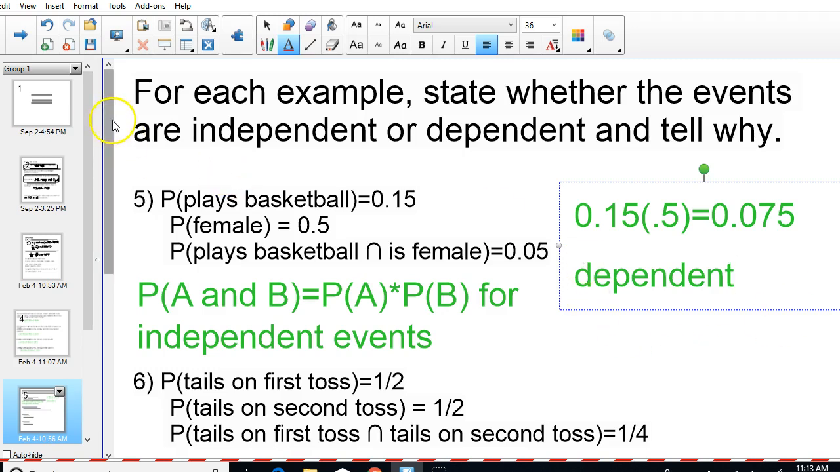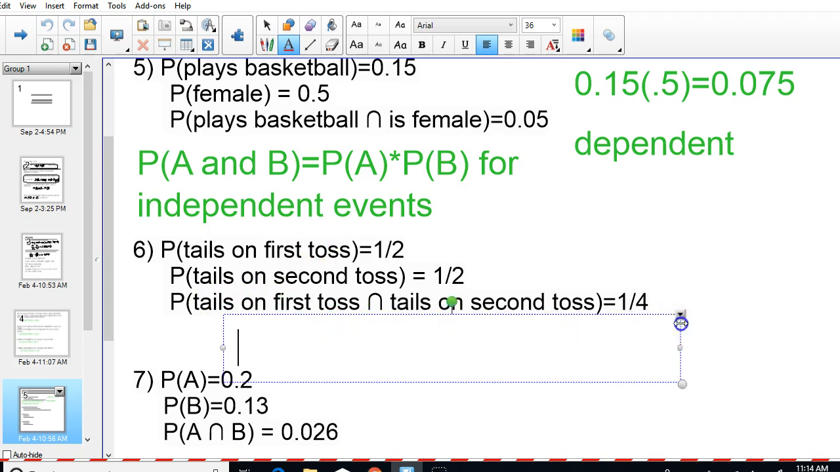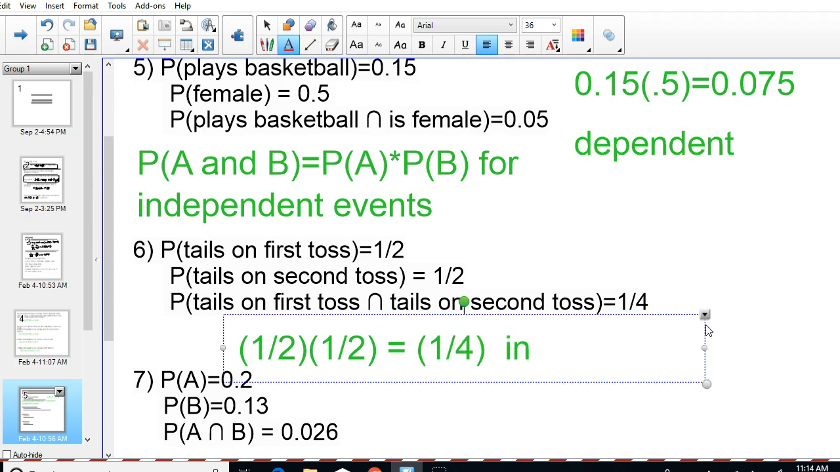Now, for number 6, you're looking at the probability of a tails on the first toss times the probability of a tails on the second toss. Just by what we've talked about, you should know these are independent events. Flipping a coin does not affect the next flip, but because they're giving you these numbers, you need to test it. So 1/2 times 1/2 does give you 1/4. So these are independent.